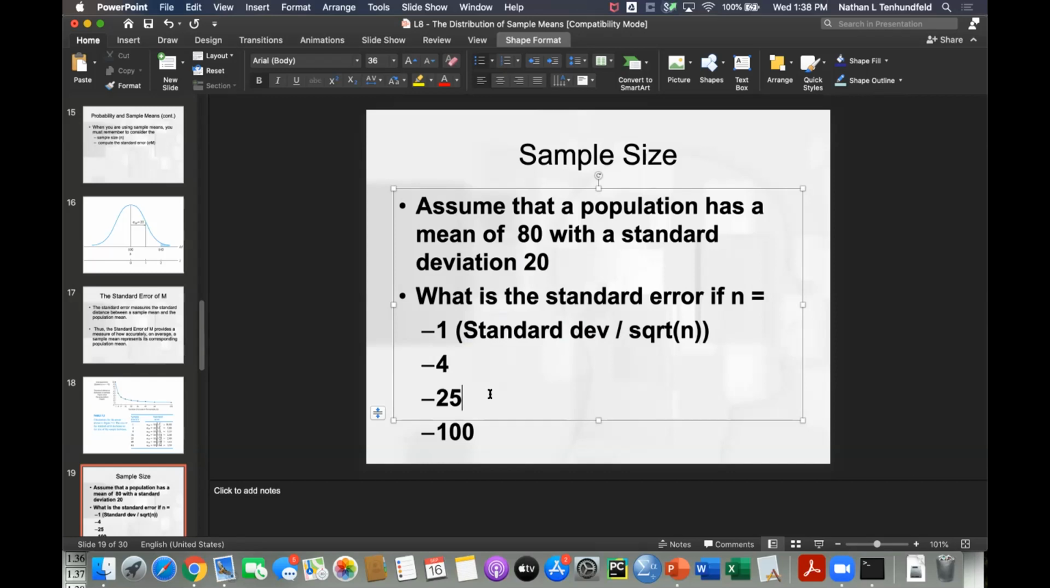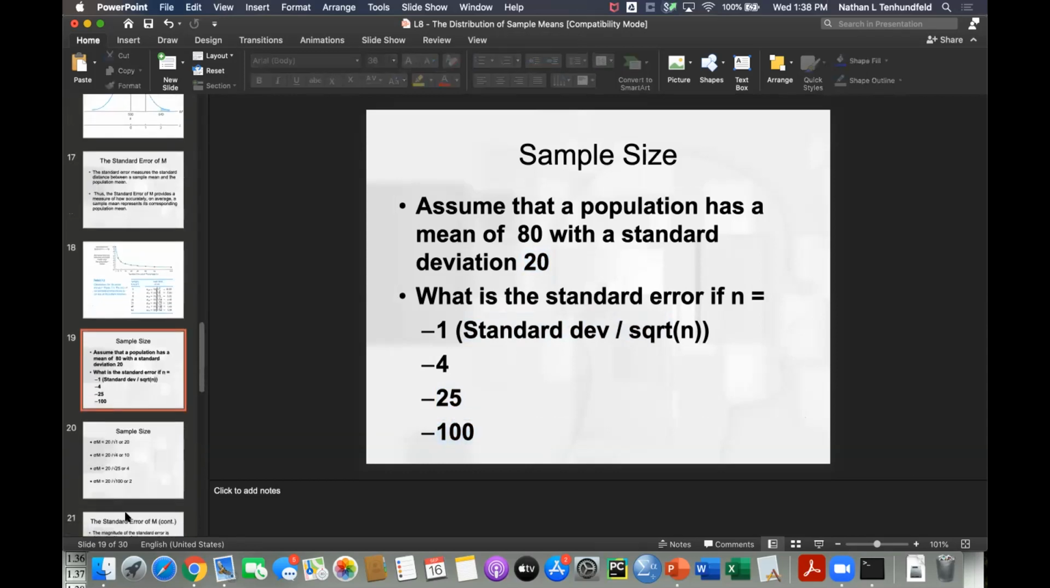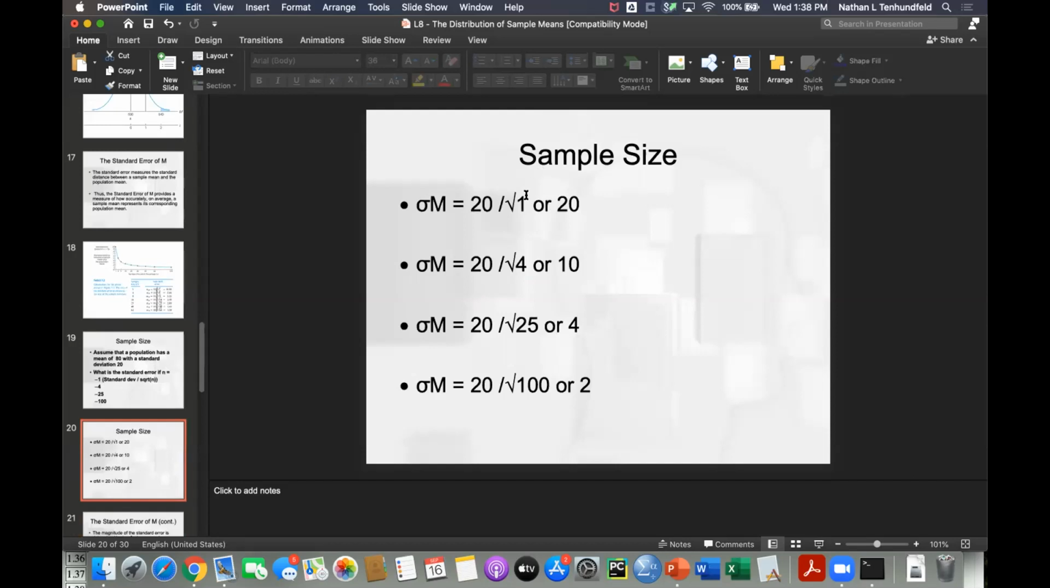What about 25? 4. Yeah. Right? Yep. So standard deviation of 20 divided by square root of 25, which is 5. So 20 divided by 5 is 4. And then what about for 100? 2. 2, exactly. So standard deviation of 20 divided by the square root of 100. Square root of 100 is 10. 20 divided by 10 is 2. Perfect. So when we look that up here, 20, 10, 4, and 2, exactly.